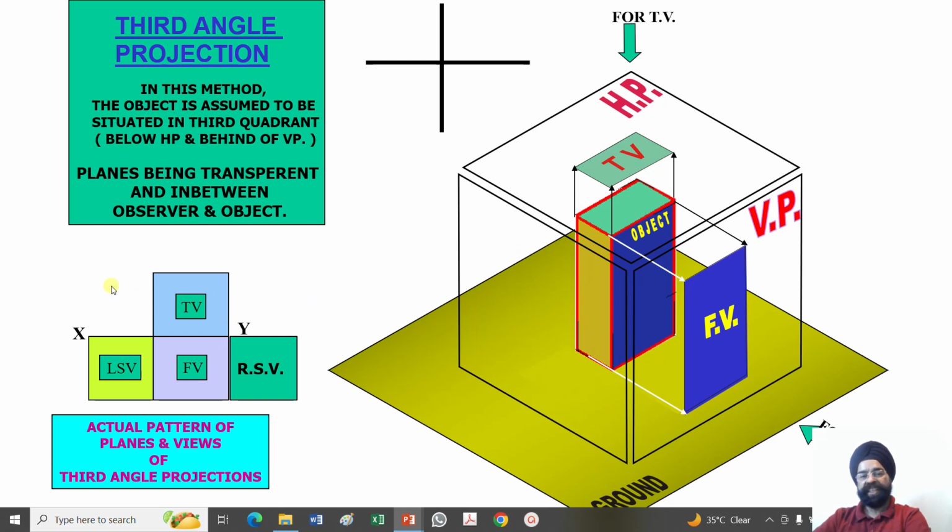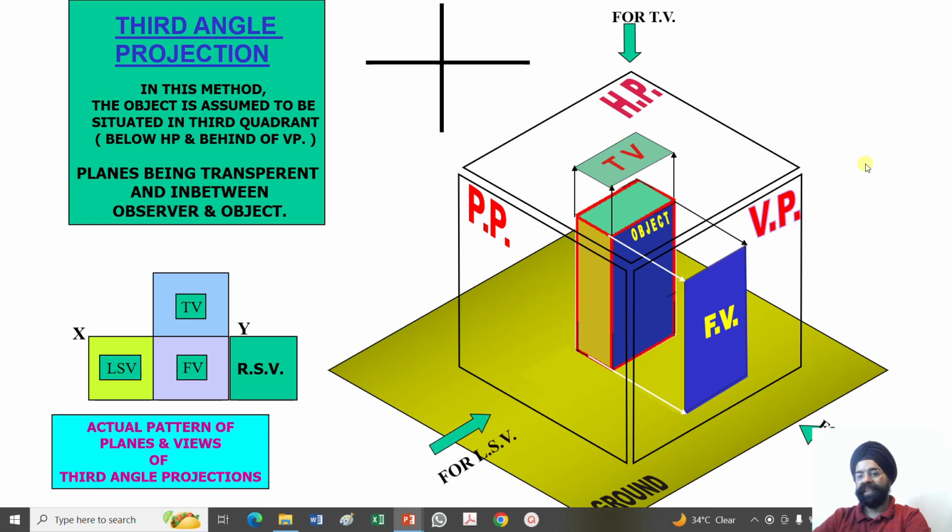In the earlier case, the left and right side views were drawn above, since they were drawn beside the front view. This thing we need to remember. They were drawn above. Why? Because the front view was drawn above. But in this case, the front view is drawn below the XY line. So the left side view and the right side view will also be drawn alongside the front view below the XY line.